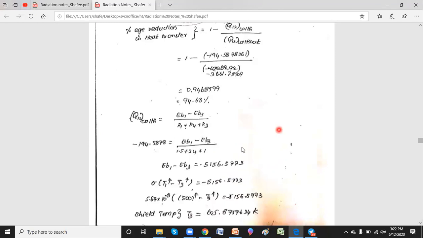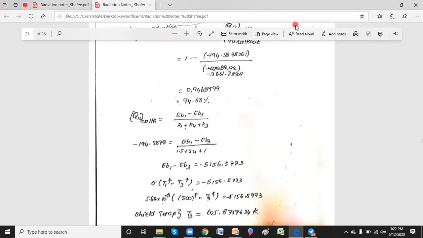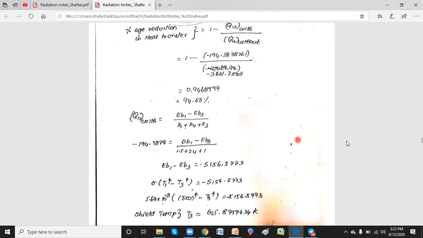Now for that I have 1, 3, 2. Okay, so it has the first plane, the third plane, and the second plane. So I can take 1 to 3. Now if I take 1 to 3 with the shield, this is the formula, that is EB1 minus EB3, because I have taken 1 to 3. So R1, R4, R3 are the resistances, because I only have to consider 2 plates.